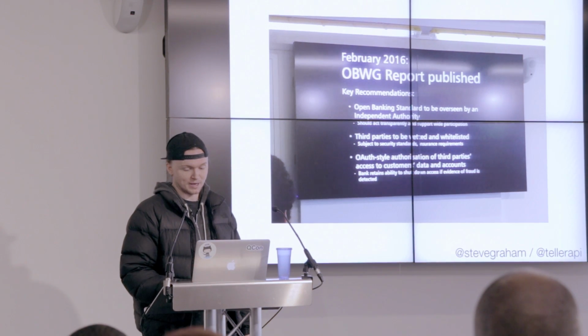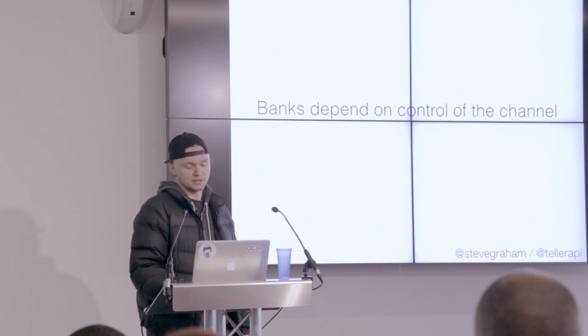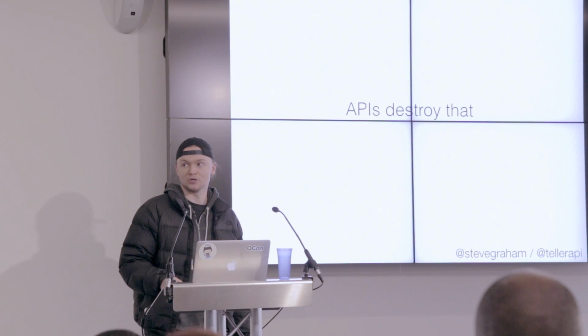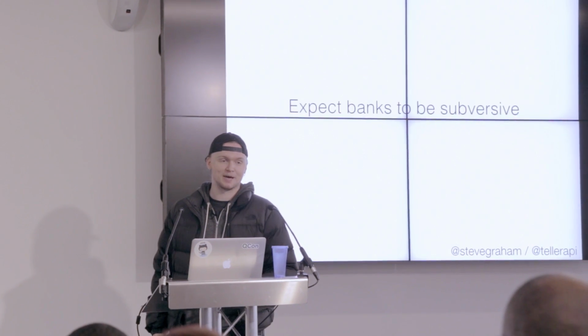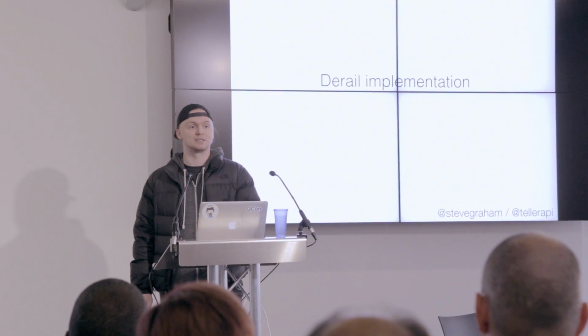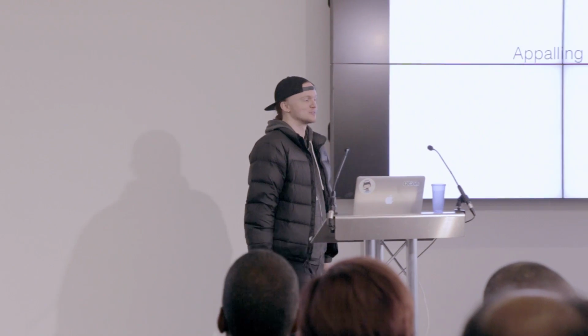So banks depend on control of the channel for their business model, right? And APIs destroy that. So therefore, as I've subtly alluded to so far, expect banks to be subversive, to derail implementations, and to do things like appalling UX, such that even if I make a great banking app, you've got to pick through some sewer system to log into your bank account, right?